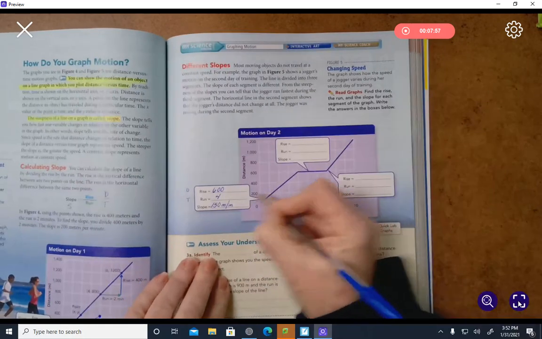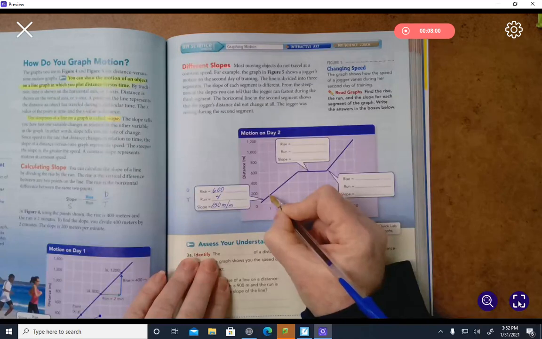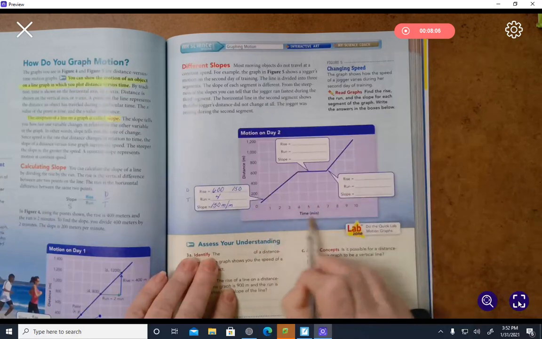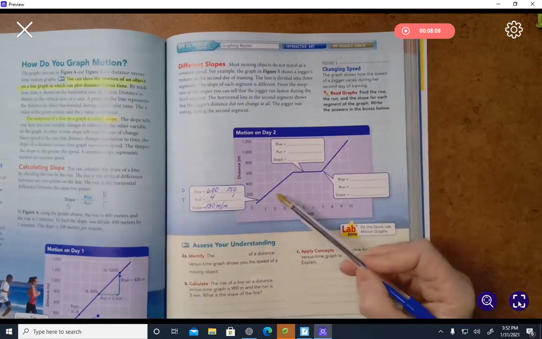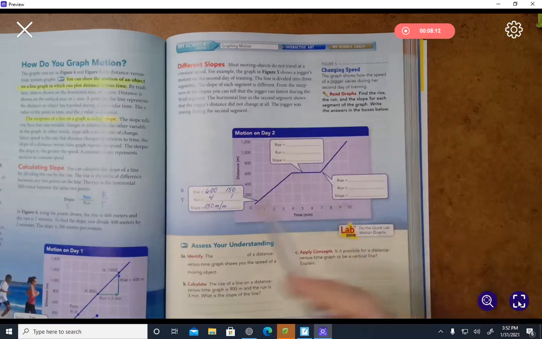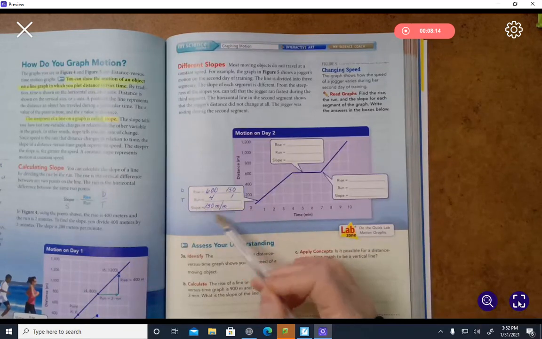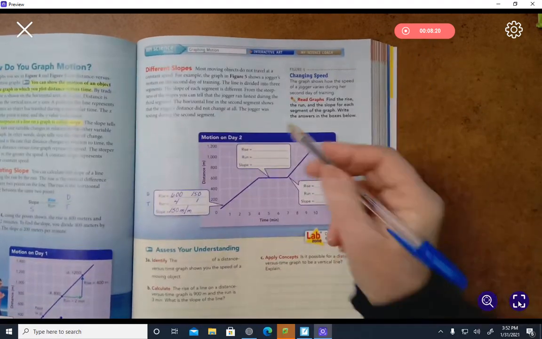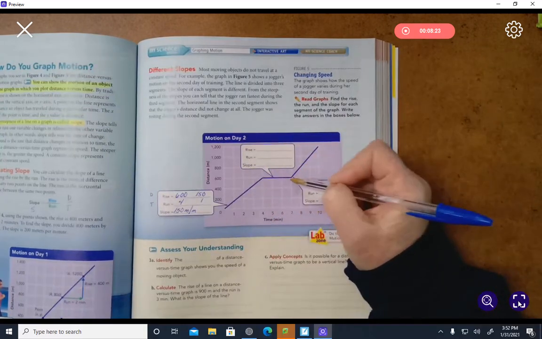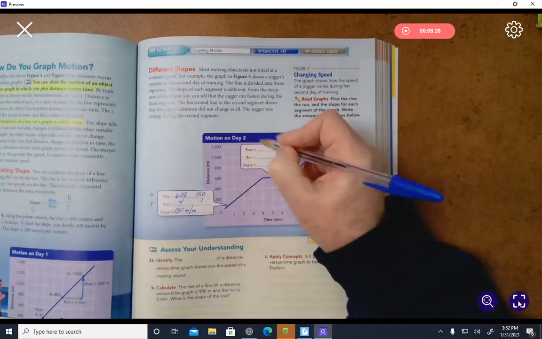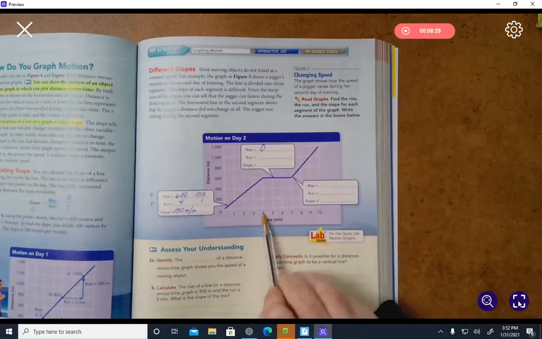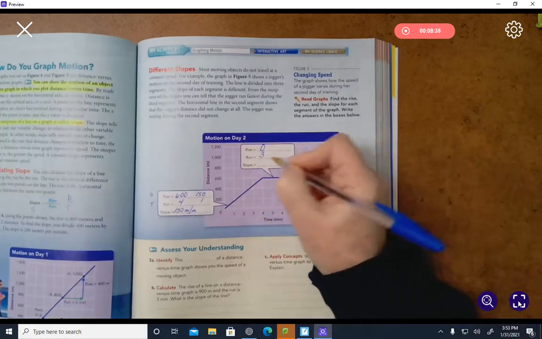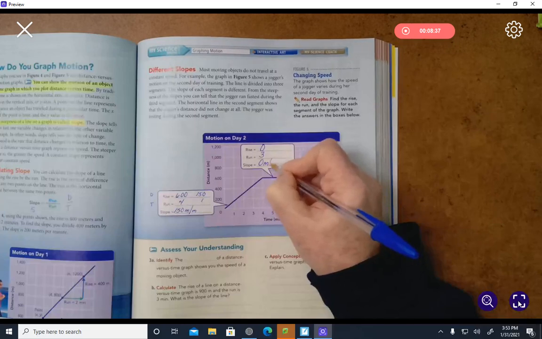Now the answer in the book calculated each individual box. So they said the rise was 150, and that each segment was only 1 minute. So we would still get, since we still are dealing with the same line, 150 divided by 1 would be 150 meters per minute. Same thing with this one. Obviously this person has stopped, because what's the rise? They're not going anywhere. What's the run? I went from 4 minutes to 7, so the run would be 3. So the slope would be 0 meters per minute.